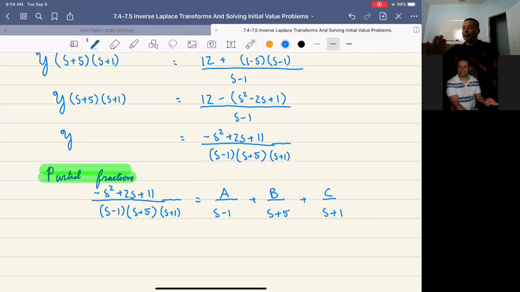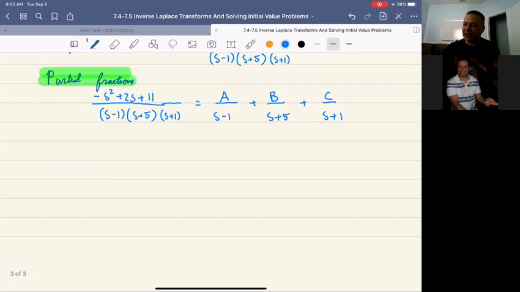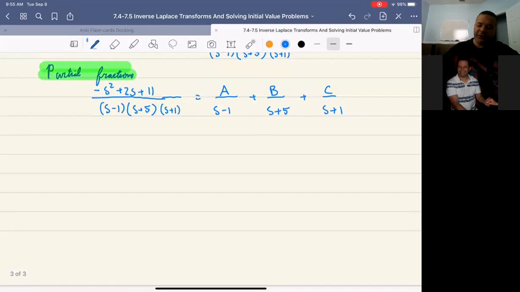Now, don't leave me, okay? Because I know that you've all seen partial fraction decomposition before, and you're like, oh, I know it, I hate it. But I have a trick for doing this quick. Maybe you've seen it before, maybe you haven't, but I'm going to go ahead and do it now. So this means that I'm going to have negative s squared plus 2s plus 11. This part you've all seen before.